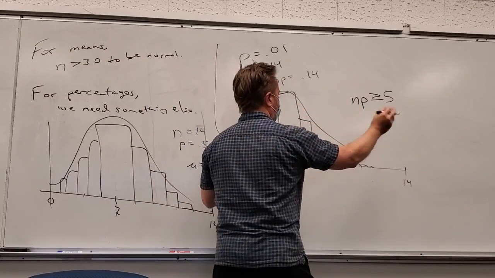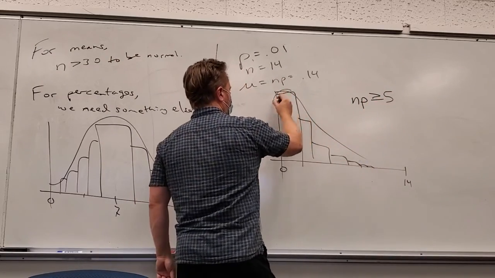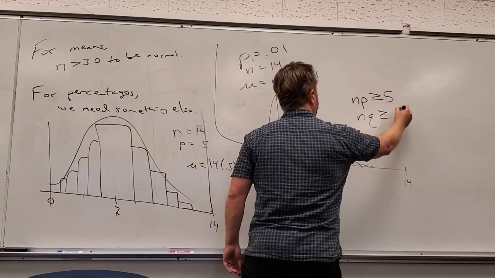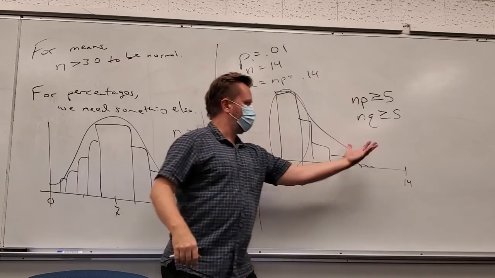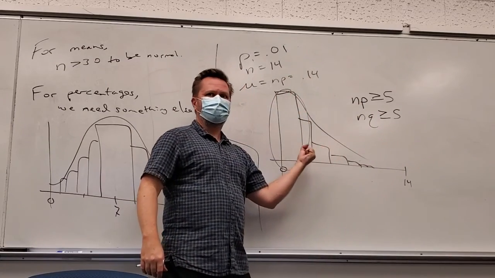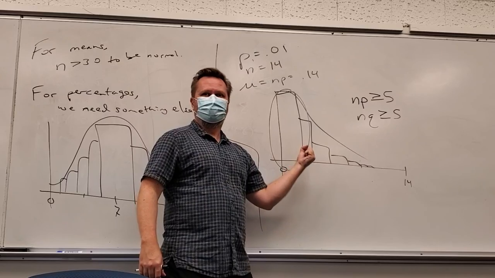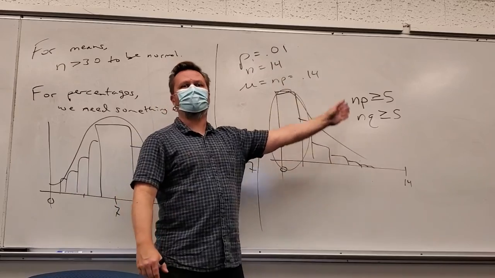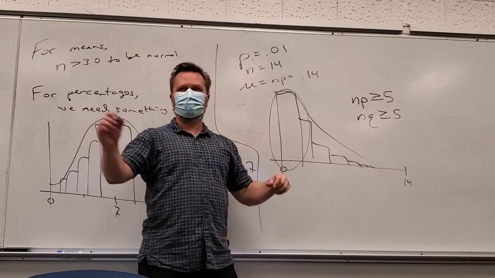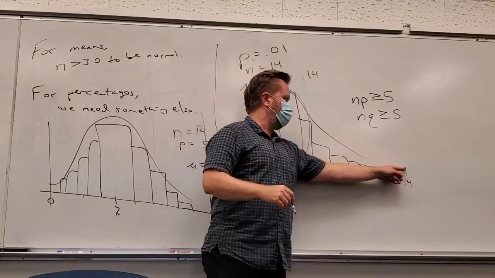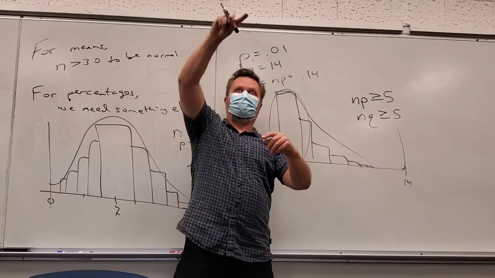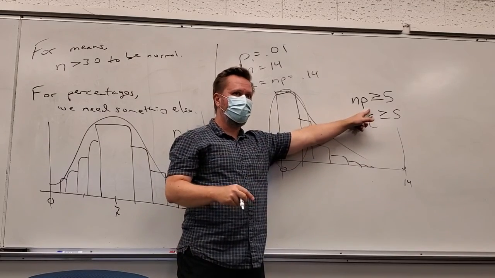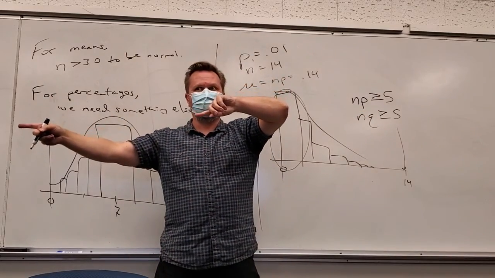So here's the other thing. This is the successes. The failures have to also be at least 5. And what that does visually is it pulls it away from that wall. Is everybody cool with it? 0 is the lowest and 14 is the highest. If it's too close to this wall, it doesn't have enough room to go up. If it's too close to that wall, it doesn't have enough room to come down. So these together take the place of n greater than 30.